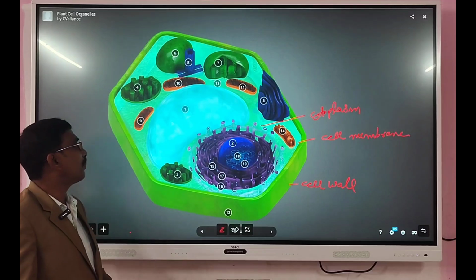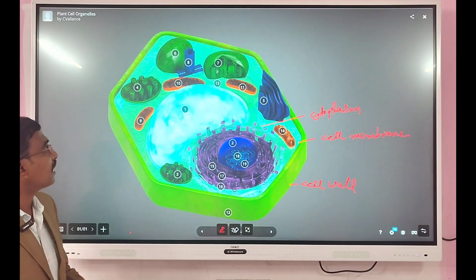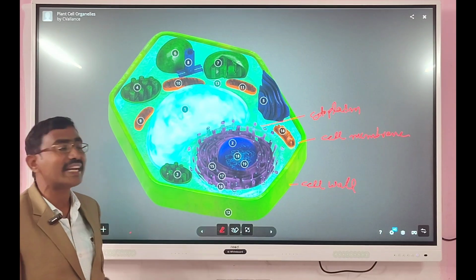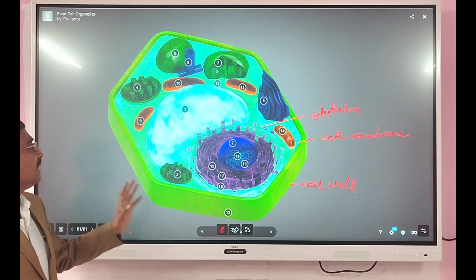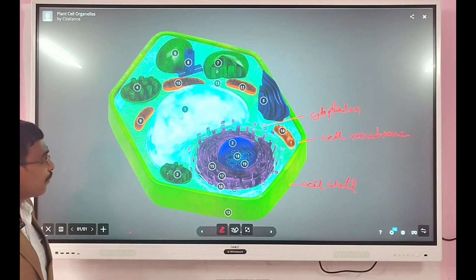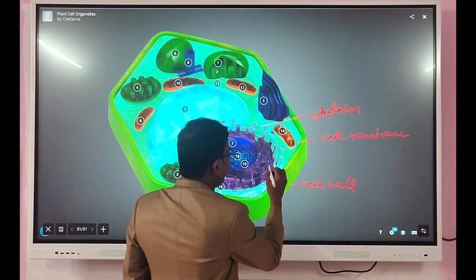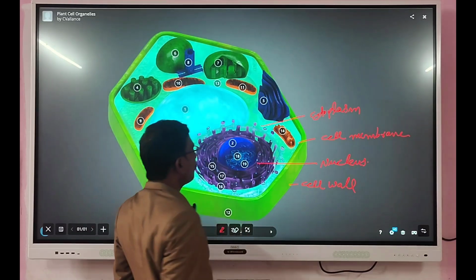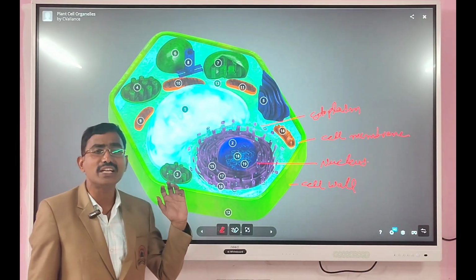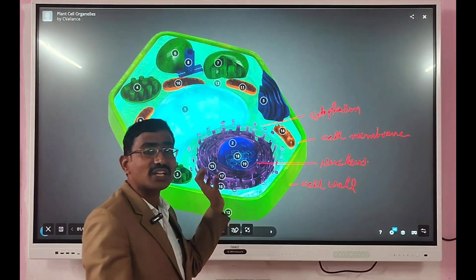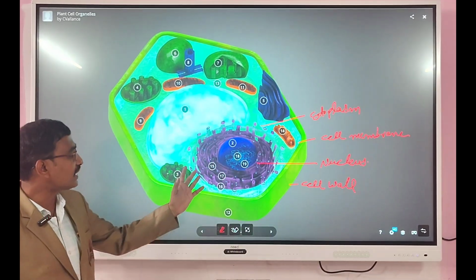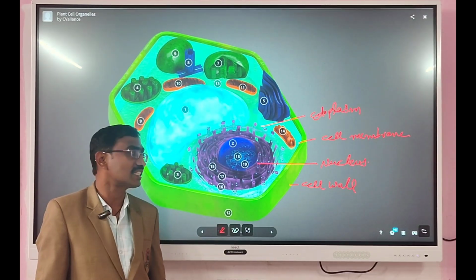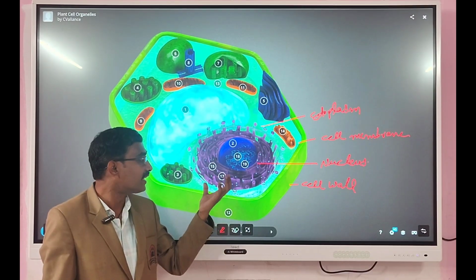Among these cell organelles are the nucleus, endoplasmic reticulum, Golgi complex, mitochondria, and chloroplast. All cell organelles are present inside the plant cell. In this plant cell, an important cell organelle is called the nucleus. In 1831, the nucleus was discovered by the famous scientist Robert Brown. The nucleus contains different parts like the nuclear membrane, nucleolus, nucleoplasm, and chromatin material.